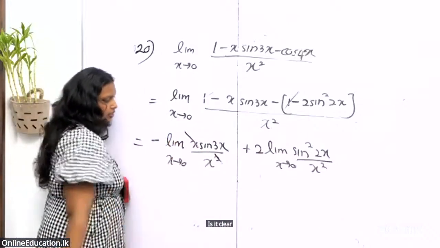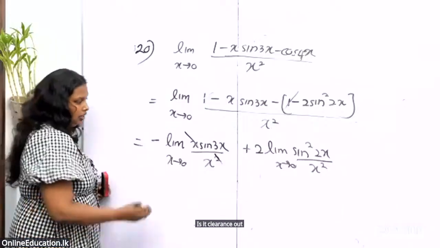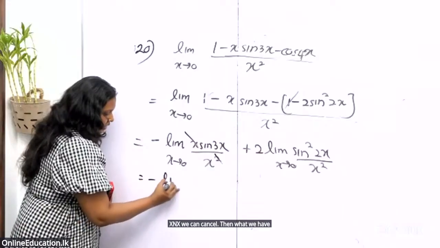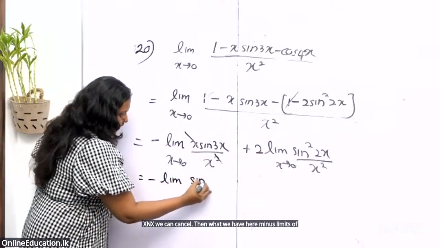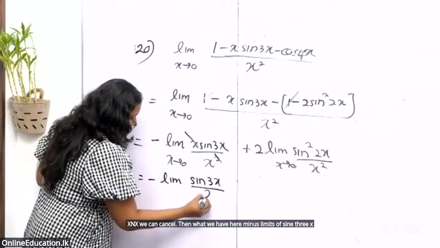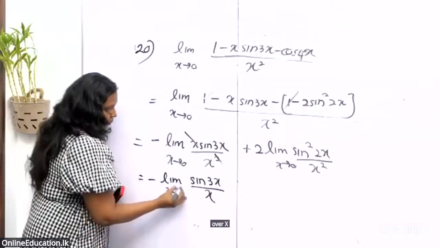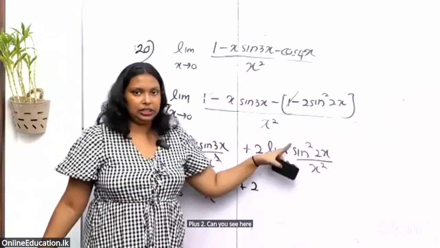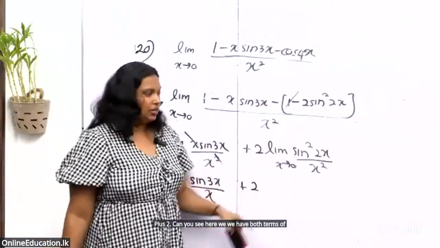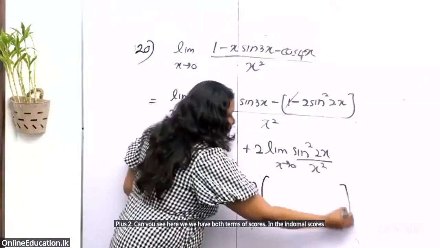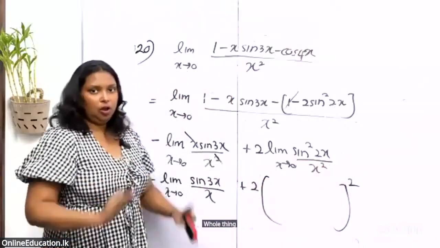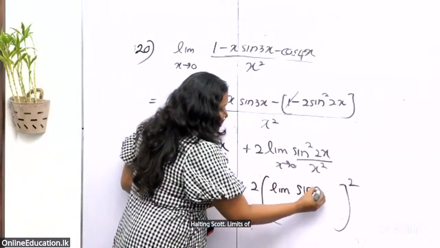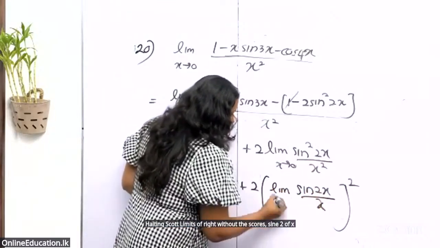Now the x common factors cancel out. Right, x and x we can cancel. Then what we have here is minus limit of sine 3x over x when x tends to 0, plus 2. Can you see here we have both terms as sine; in the second, the whole thing squared, limit of sine 2x over x when x tends to 0.